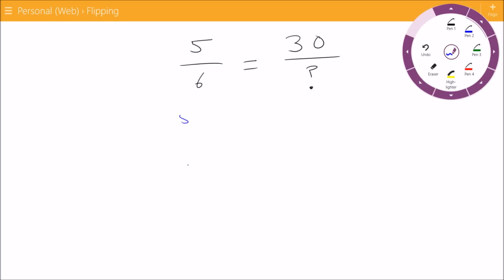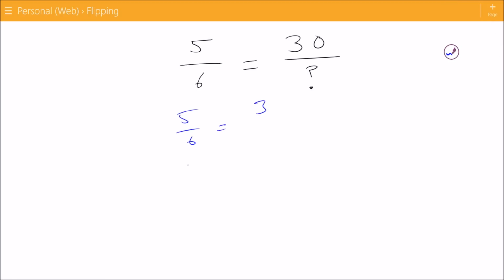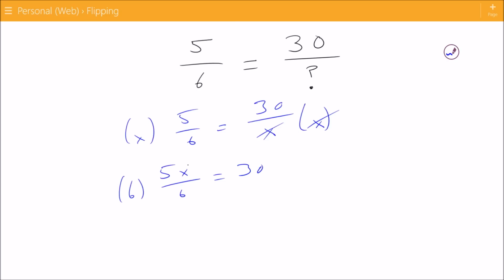5 over 6 is equal to 30 over, plug in x. I need to clear out the denominator on the right. Multiply by x. That leaves me with 5x over 6 is equal to 30. Now I need to clear out the denominator on the left. Multiply both sides by 6. I'm left with 5x equals 180.